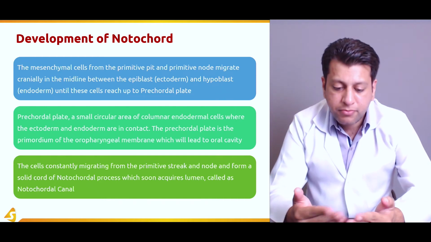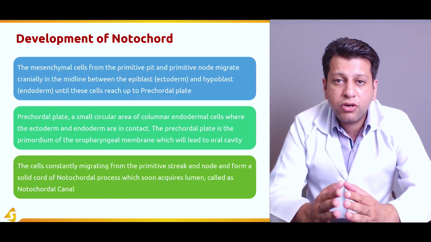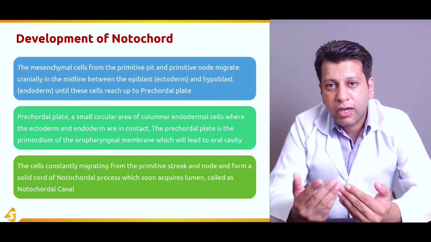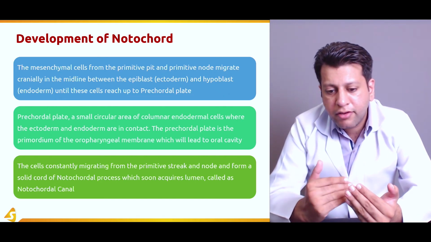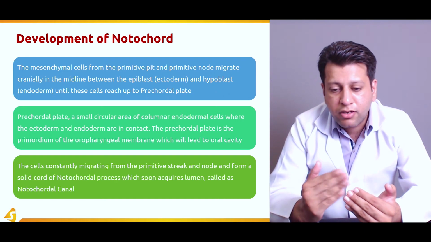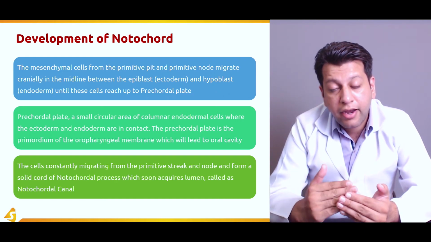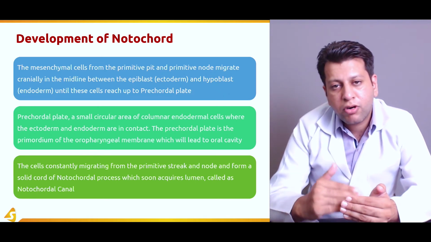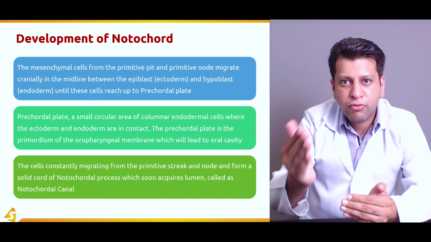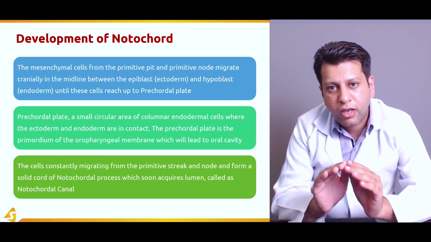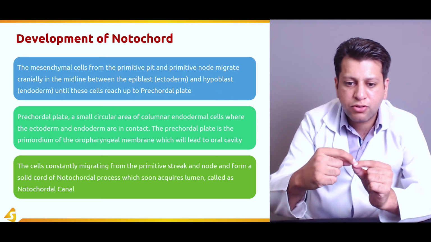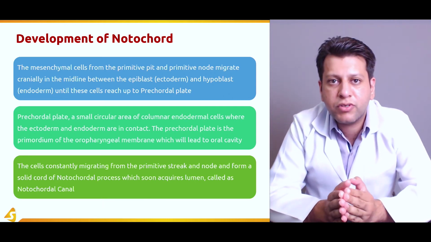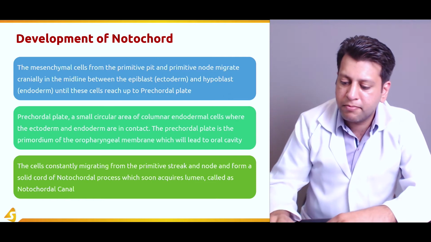Now remember, the cells are not only migrating in one direction. If you see it in 3D, they are migrating along 2 axes: from the caudal to the cranial axis, and from the dorsal to the ventral axis. That is, they are going from the caudal end towards the cranial end as well as going down. So if a cell goes like this and then goes down like this, the end result is a 3D structure called the notochordal canal.